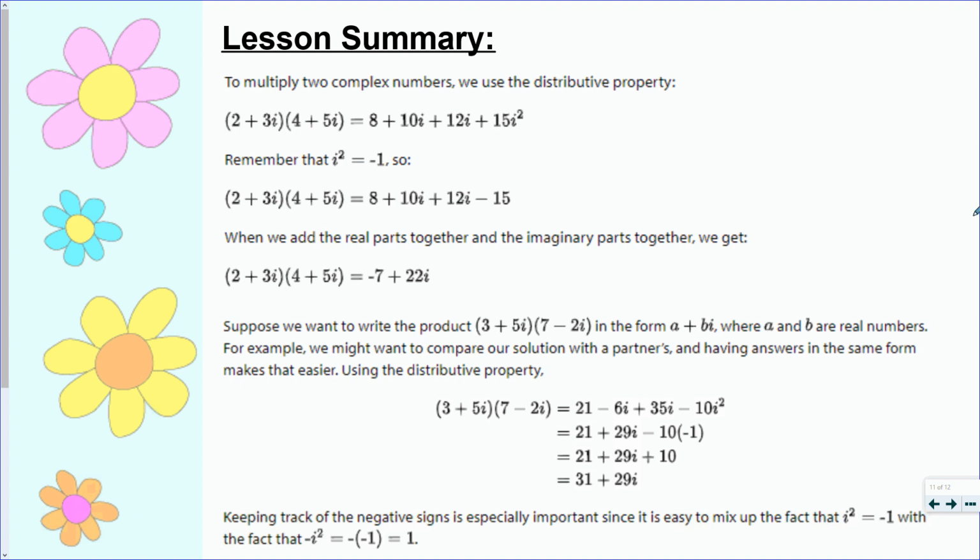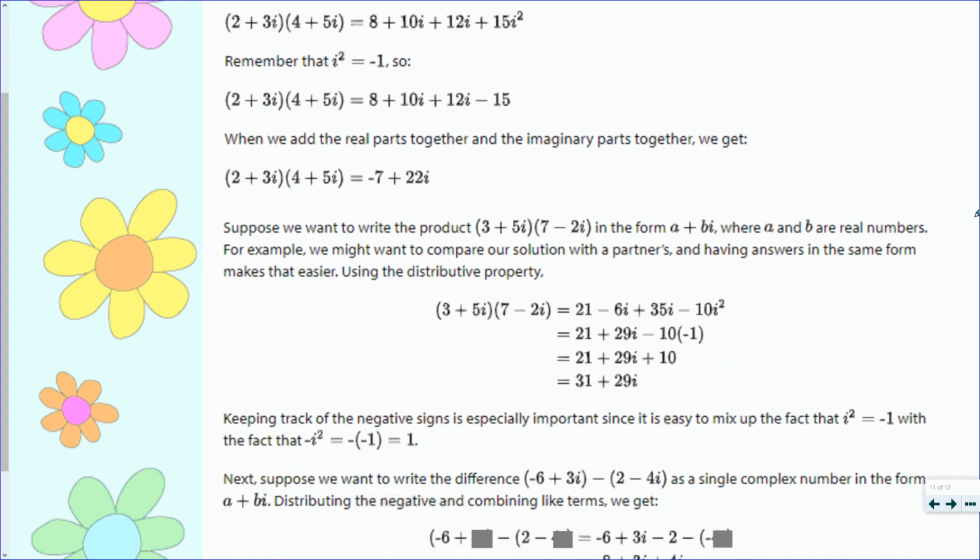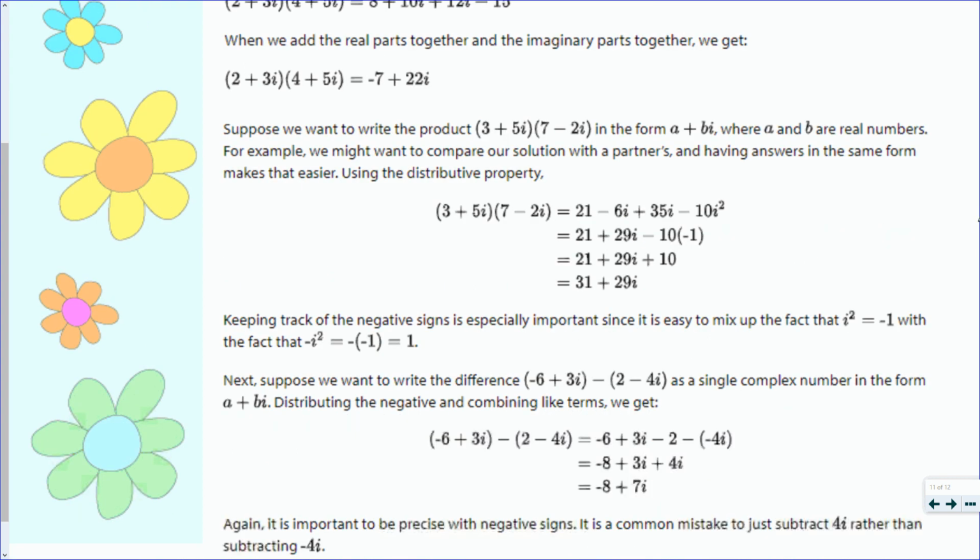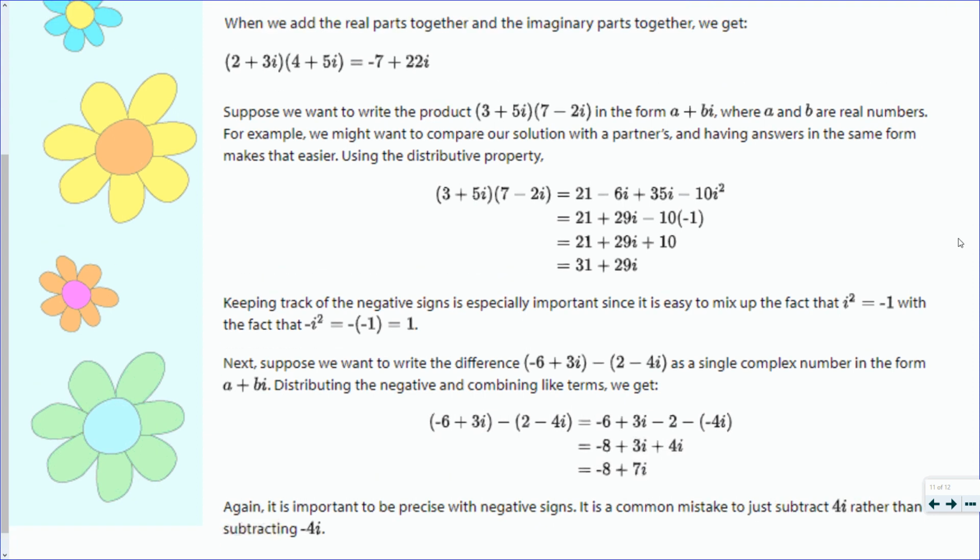So with that, mathematicians proved that complex numbers have arithmetic the same as real numbers do, and there's a lot of things that we can then do with them. All right.